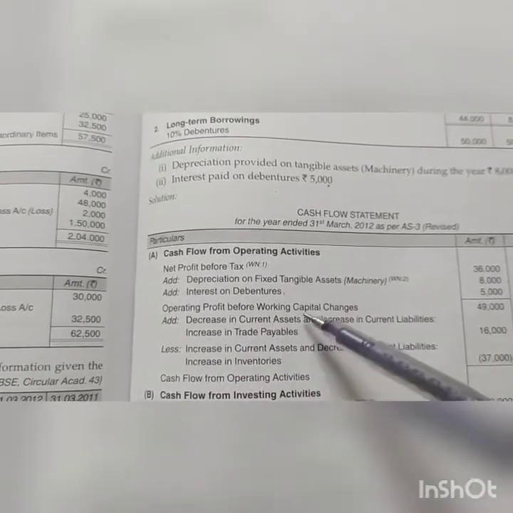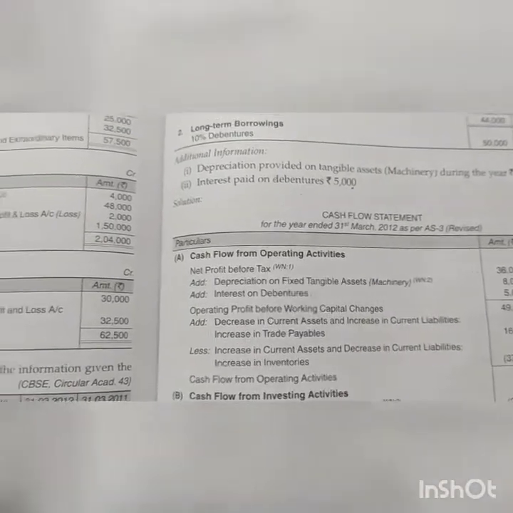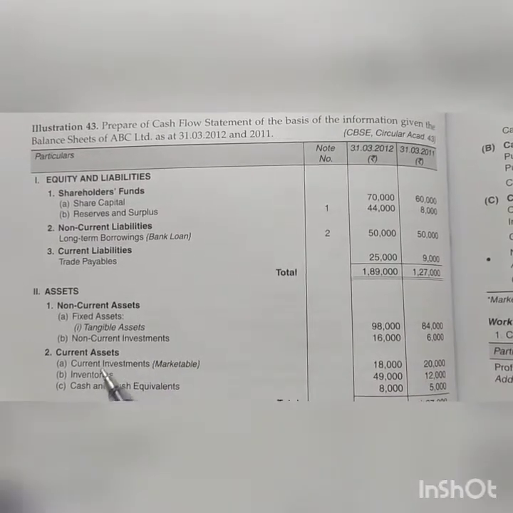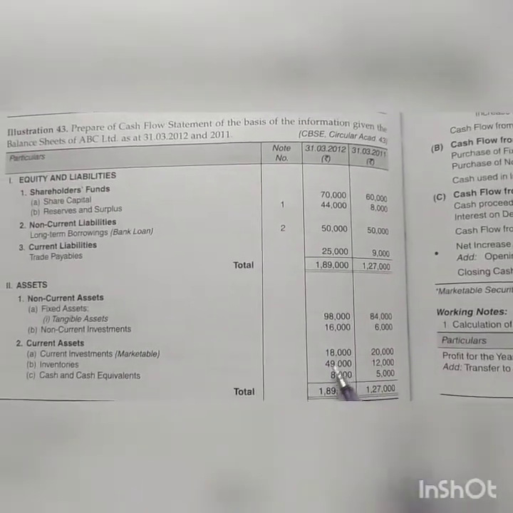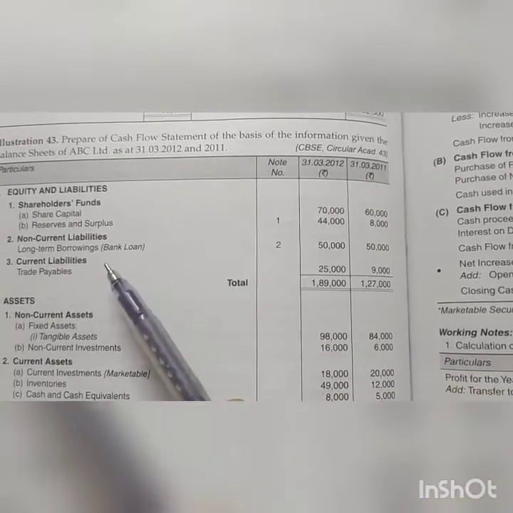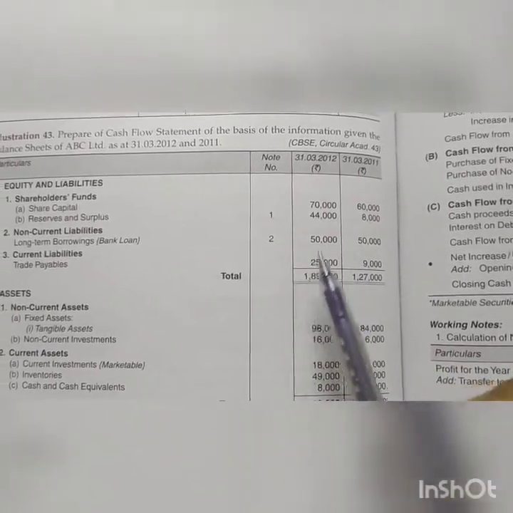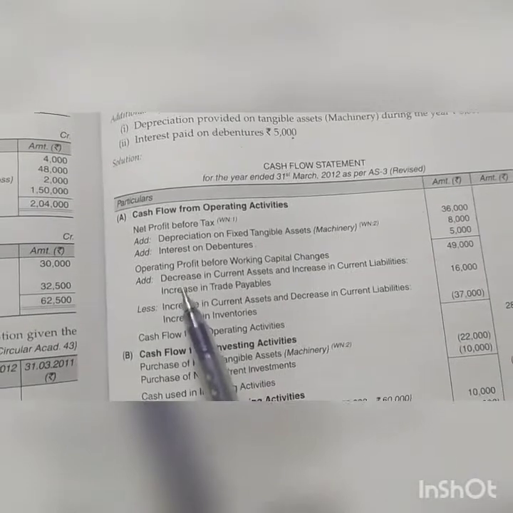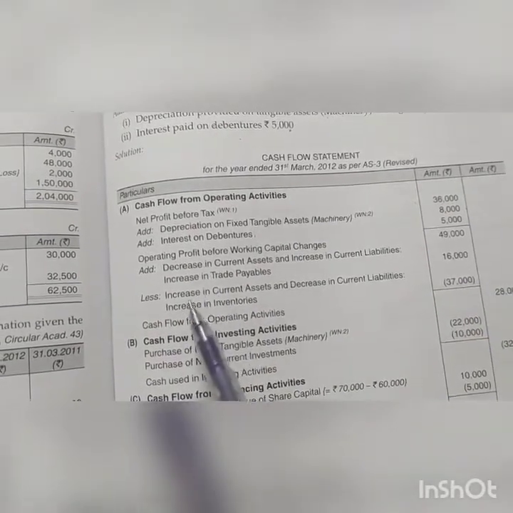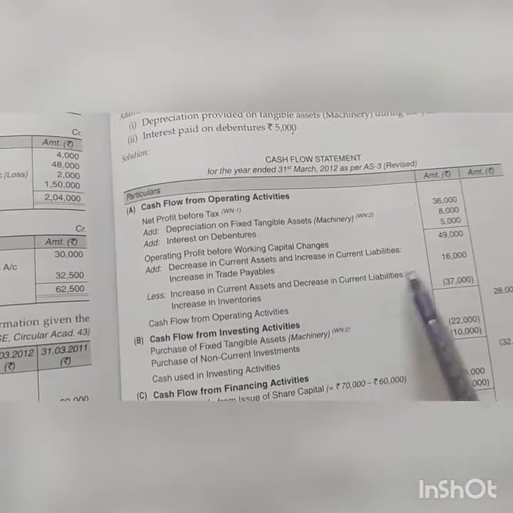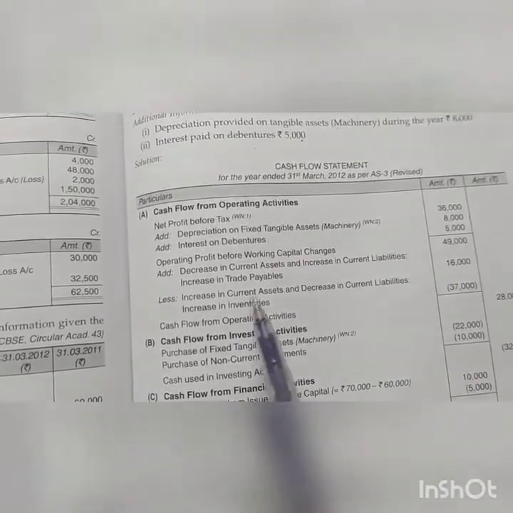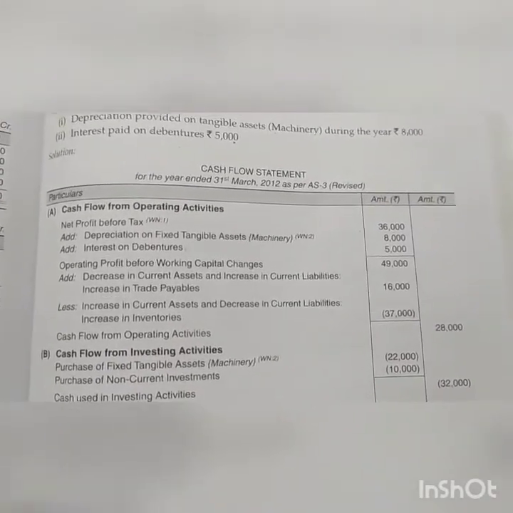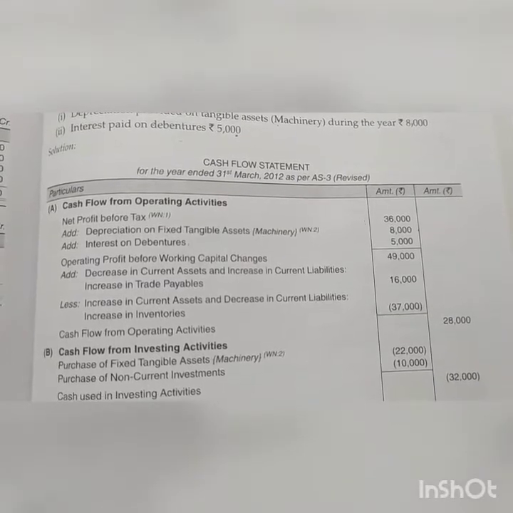Next step, decrease in current assets and increase in current liabilities. Now see whether current assets are increasing or decreasing. For current assets you will only consider inventories here. Inventories are increasing, so it will be subtracted. Current liabilities are increasing, so it will be added here. Difference amount is 16,000. Here it is, increase in trade payable 16,000, less increase in current assets and decrease in current liabilities. Under that we just now saw increase in inventories, difference is 37,000. We got first activity answer, cash flow from operating 28,000.